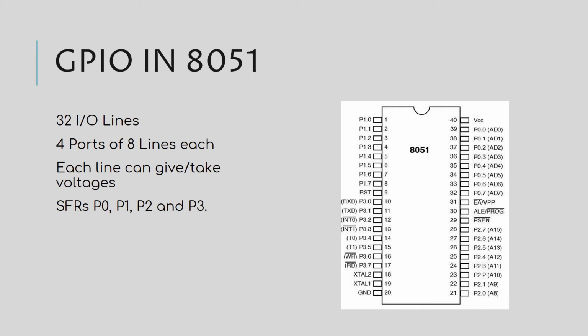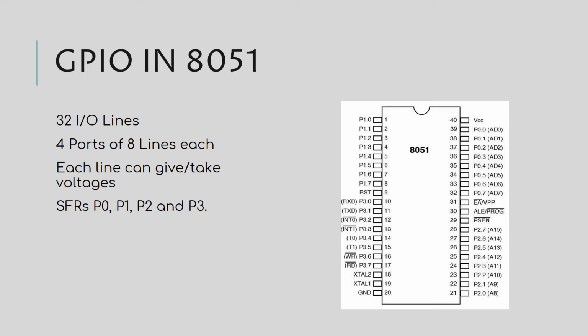See, there are 4 ports: from pin 1 to 8, then pin 10 to 17, then pin 21 to 28, then pin 32 to 39. These are the 32 input output lines. They are divided in 4 ports of 8 lines each. Remember, each line can give or take voltages to and from external circuits.